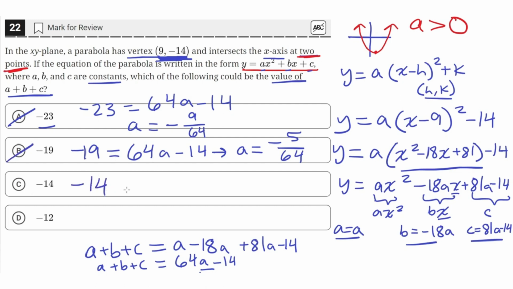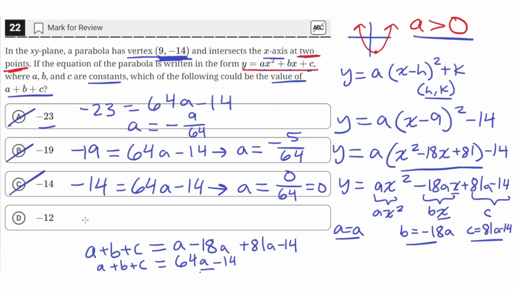Then if a plus b plus c is equal to negative 14, then negative 14 equals 64a minus 14. This implies that a is equal to negative 14 plus 14, which is 0, over 64. But this is just 0, and we can't have a being 0 because a had to be a positive non-zero number. So C cannot be correct either.